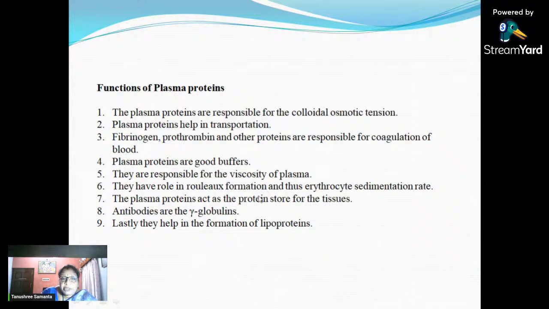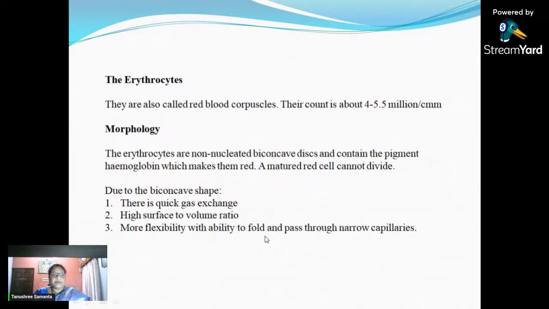The Rouleaux formation role of plasma proteins gives rise to the erythrocyte sedimentation rate, or the ESR, as we know. They act as the protein stores for the tissues. Antibodies are nothing but gamma globulins. And lastly, they also help in the formation of the lipoproteins. To go into the details of the blood cells, we'll take into account first the RBCs or the erythrocytes.